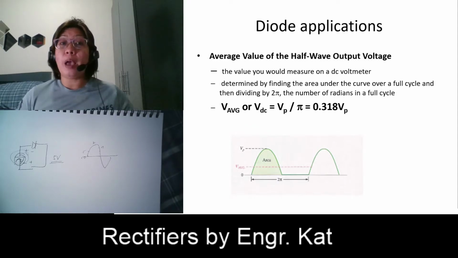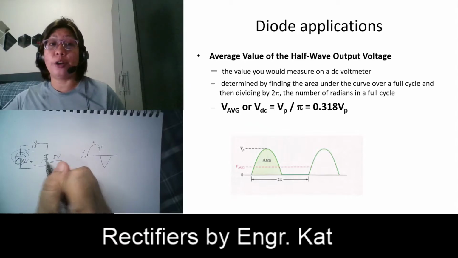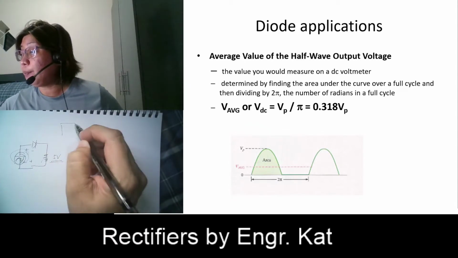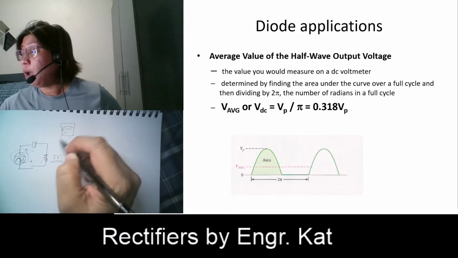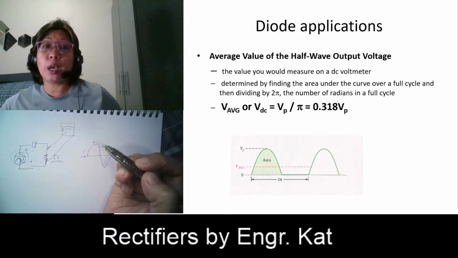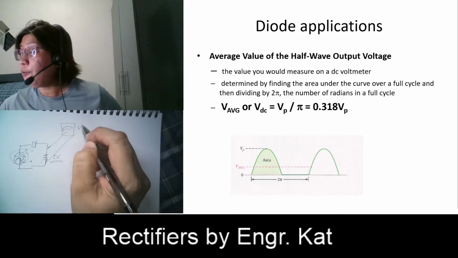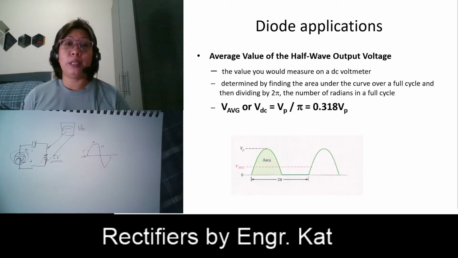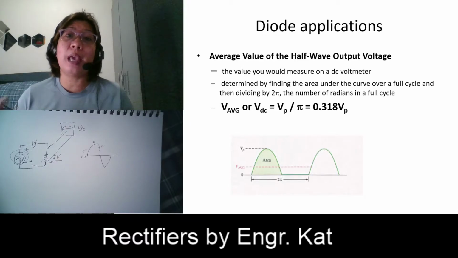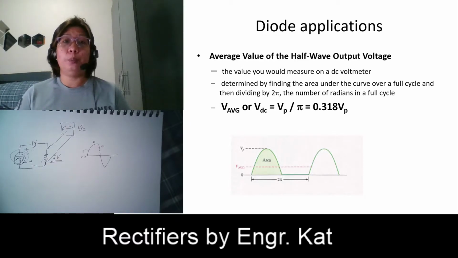So for example, we have a load resistor here, and you have a DC voltmeter. When you check the output voltage here, you can read a DC voltage. That DC voltage is what we call the average value of the half-wave output voltage. This is the value that you would measure on a DC voltmeter. It is determined by finding the area under the curve over a full cycle and then dividing by 2 pi, the number of radians in a full cycle.